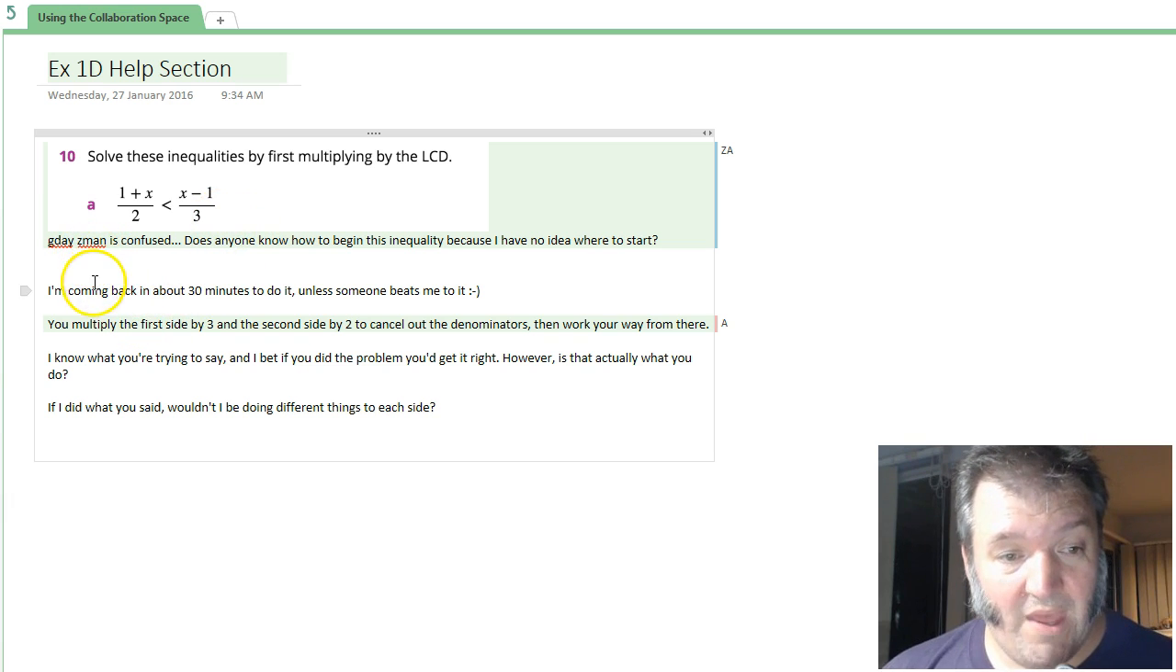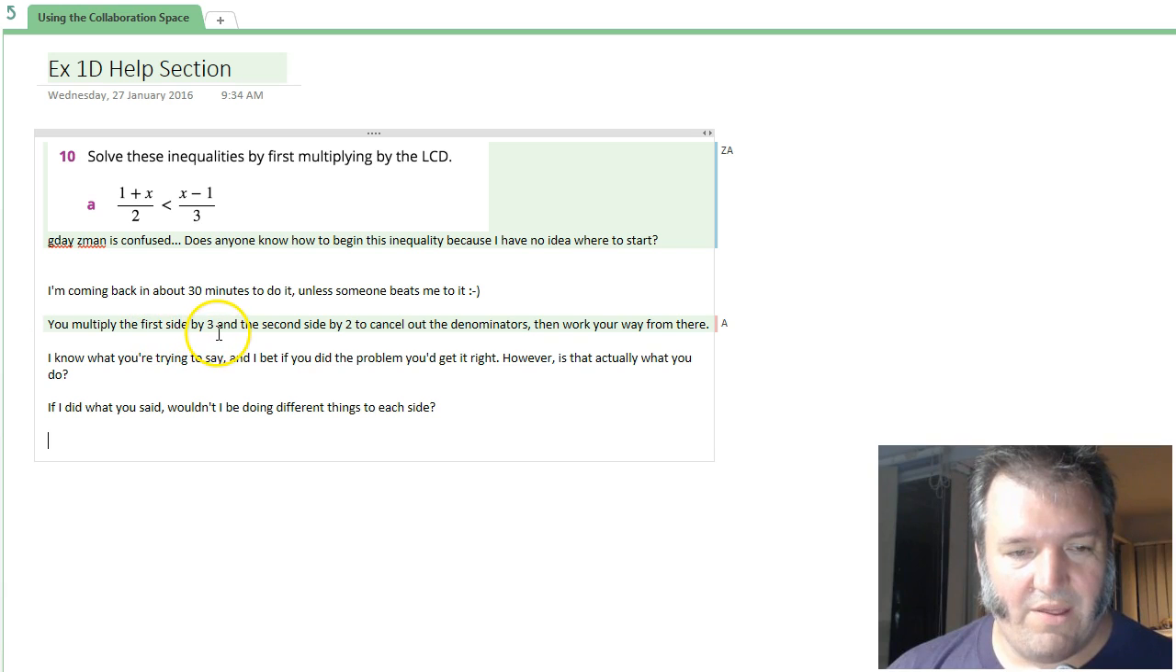Zach, or is it Zack? I don't know. I gave someone 30 minutes. Angus, good man, came on and said, multiply the first side by 3 and the second side by 2 to cancel out the denominators, then work your way from there. I know that's what you sort of do.